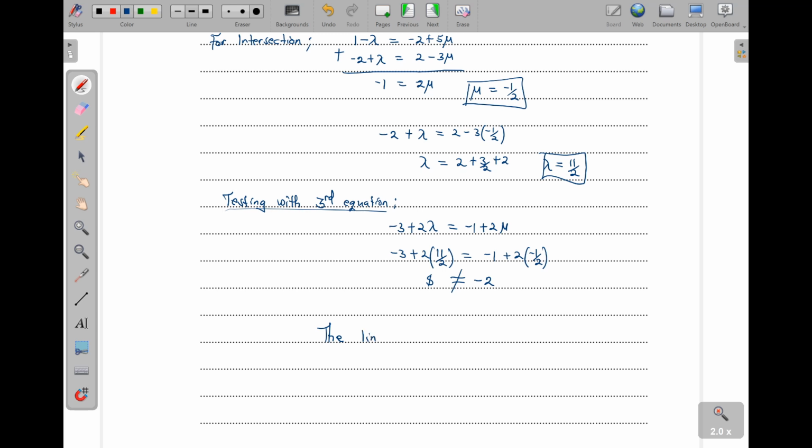Therefore, the lines L and M do not intersect. They are not parallel, so they are therefore skew. The lines L and M do not intersect and are therefore skew.